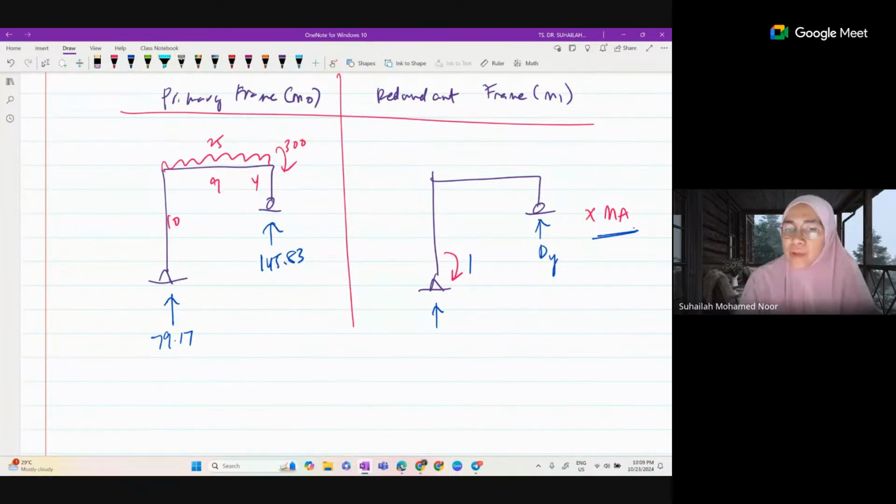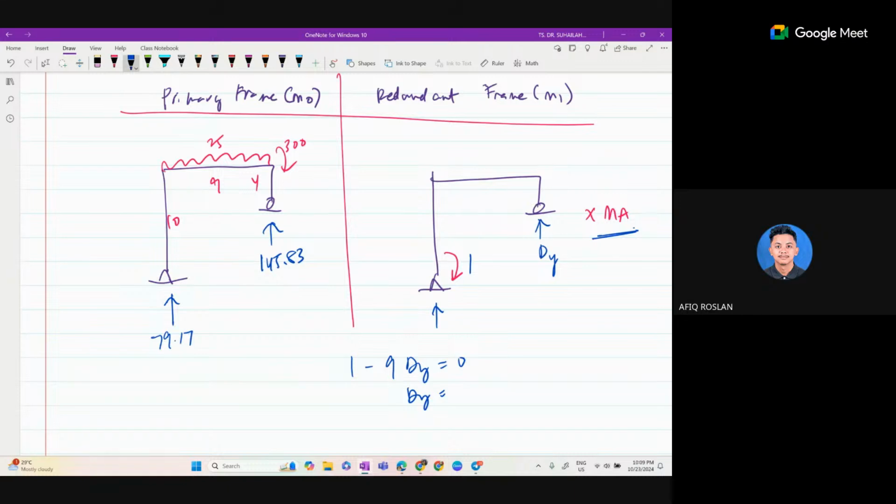Okay, and then we calculate the reaction for the redundant frame as well. So it is 1 minus 9 DY. So DY is equal to 1 over 9, how much? 1 over 9 is 0.11.